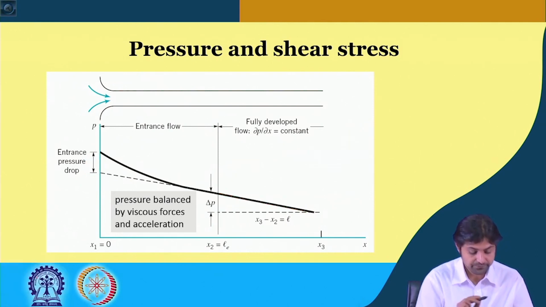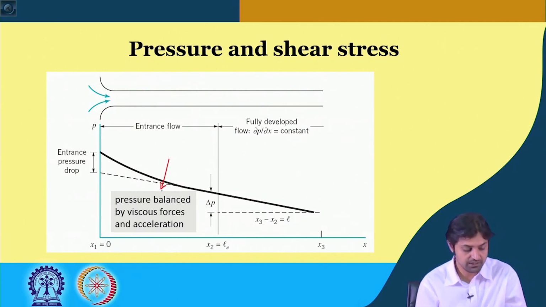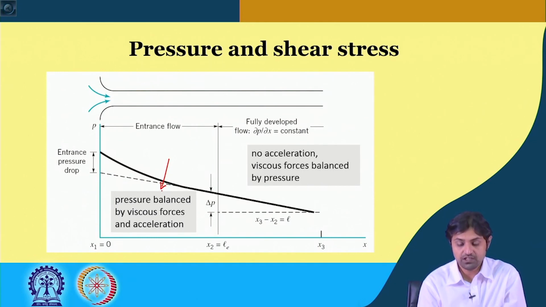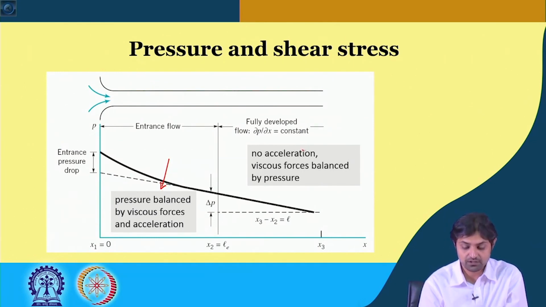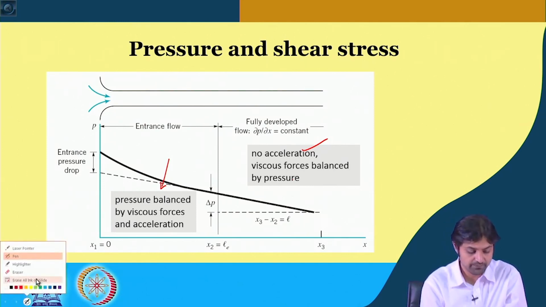Here, in the entrance flow, the pressure is balanced by the viscous forces and the acceleration in the entrance region. Whereas in the fully developed flow there is no acceleration. Therefore, the viscous forces are balanced only by the pressure drop. So one thing that distinguishes fully developed flow and the entrance flow is the existence of acceleration in the entrance flow region compared to the fully developed flow region.